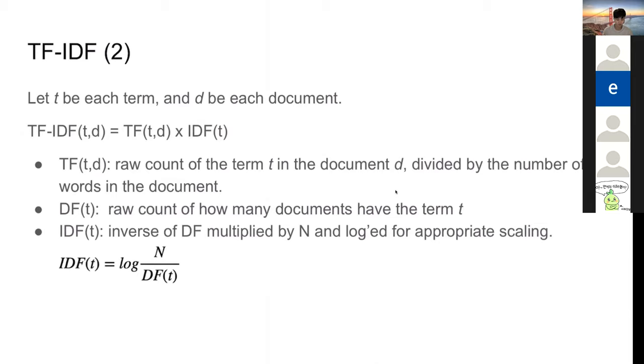TF measures how many times the word appears in the document, divided by the number of words in the document. So if it appears more, then this value will be larger. If a certain term doesn't appear at all, then its value will be zero. And DF is just the raw count of how many documents have the term t. We inverse it because we want to measure the importance of t. If a certain word appears in every document, then probably it's not important, like is, are, these words probably appear in every document. But some terms don't appear a lot, so their importance will be large. That's why we divide n by the df, and that's why we call it IDF, because it's inverse document frequency. And then we take a log because this value can be very large.